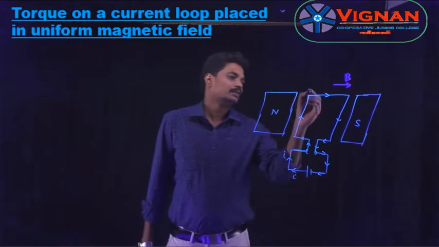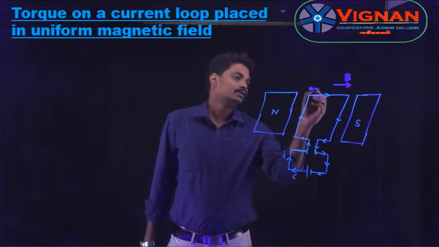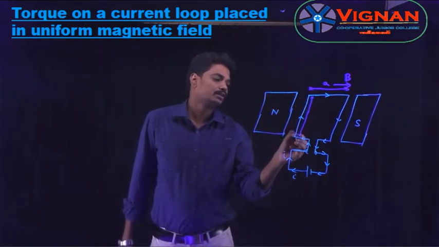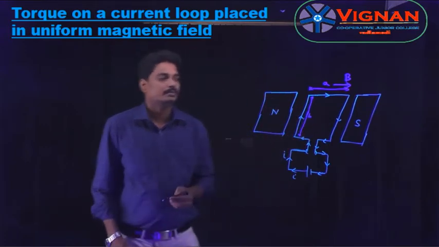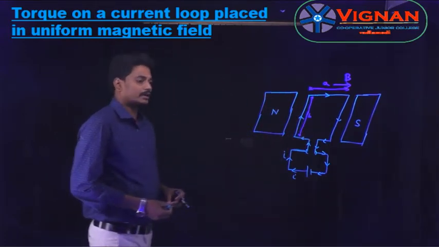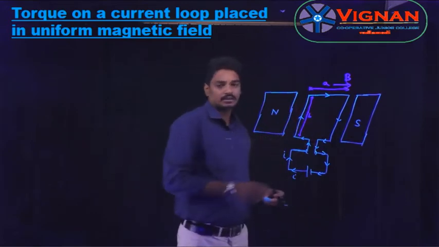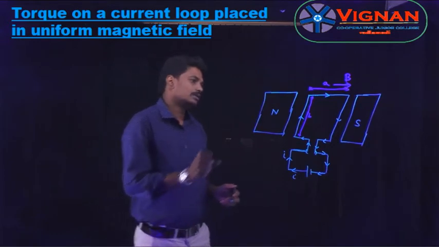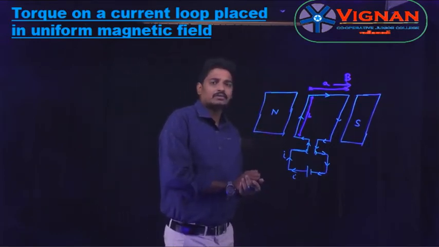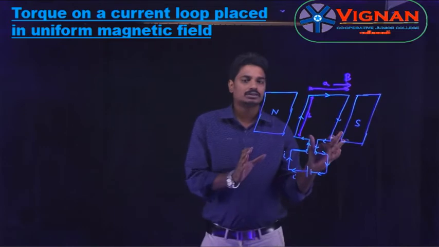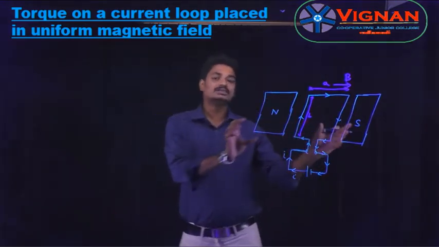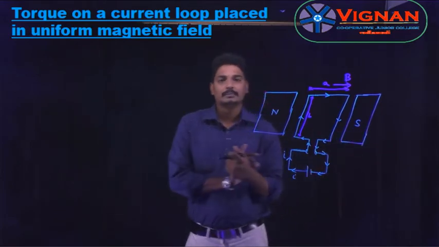Let the length of the coil be A, and as it is a rectangular coil, let its breadth be B. The length and the breadth of the rectangular coil are taken as A and B respectively. Now here we need to calculate the torque acting on this loop due to this uniform magnetic field that is generated by these two permanent magnets.